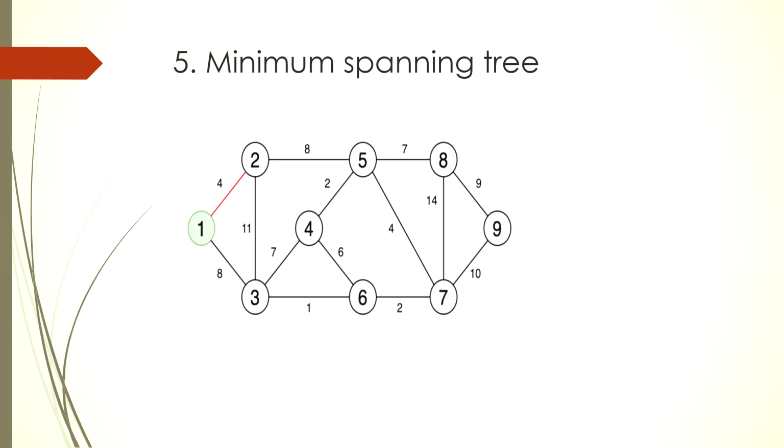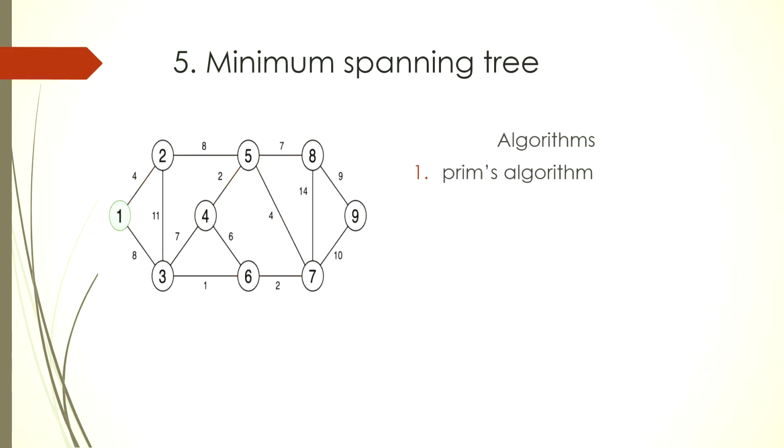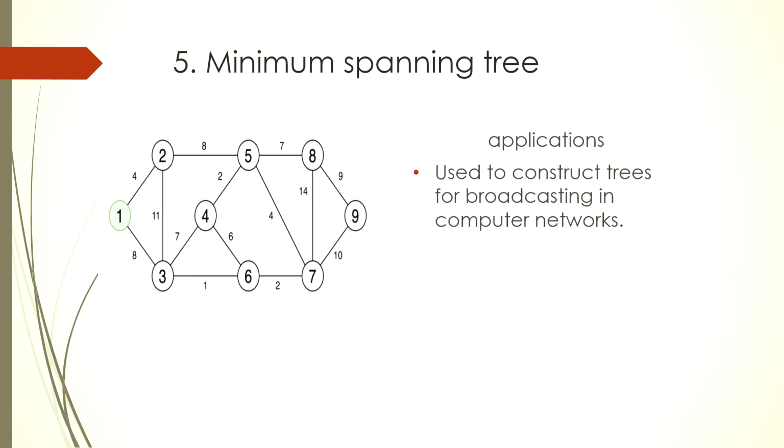Number 5, minimum spanning tree. A minimum spanning tree is a subset of the edges of a graph that connects all the vertices with minimum sum of edge weights and consists of no cycles. Algorithms: Prim's algorithm, Kruskal's algorithm.